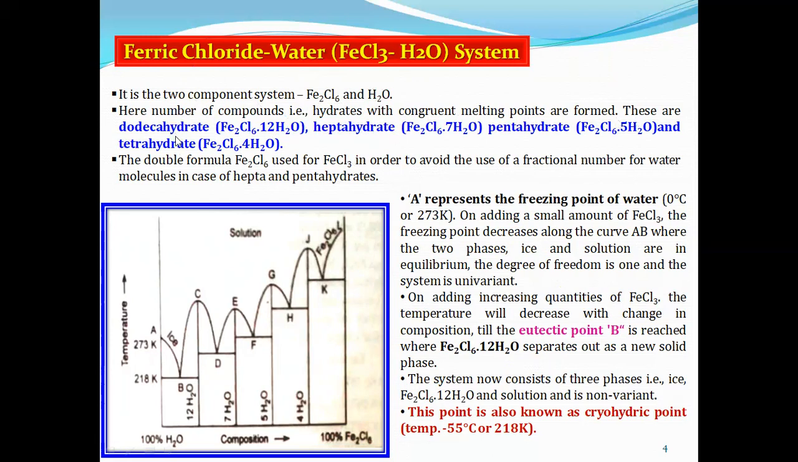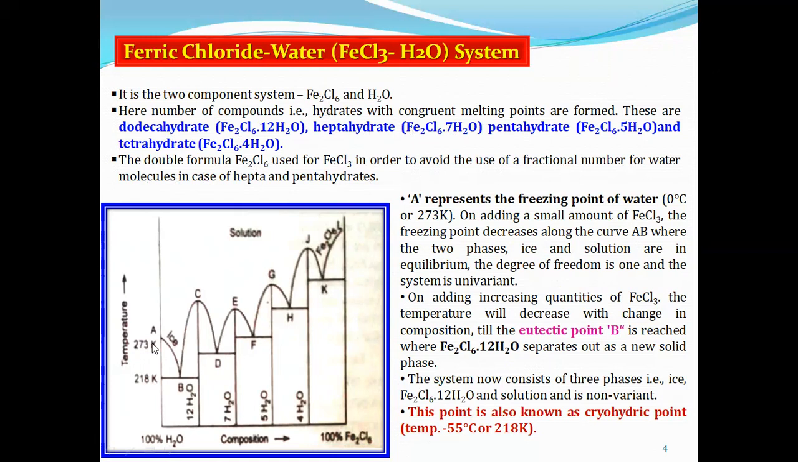These are ferric chloride dodecahydrate, heptahydrate, pentahydrate, and tetrahydrate. One, two, three, and four different phases or solid compounds are formed in this system. The double formula, Fe2Cl6 instead of FeCl3, is used to avoid a fractional number of water molecules in the case of the hepta- and pentahydrates. That's why we use the Fe2Cl6 formula instead of FeCl3.